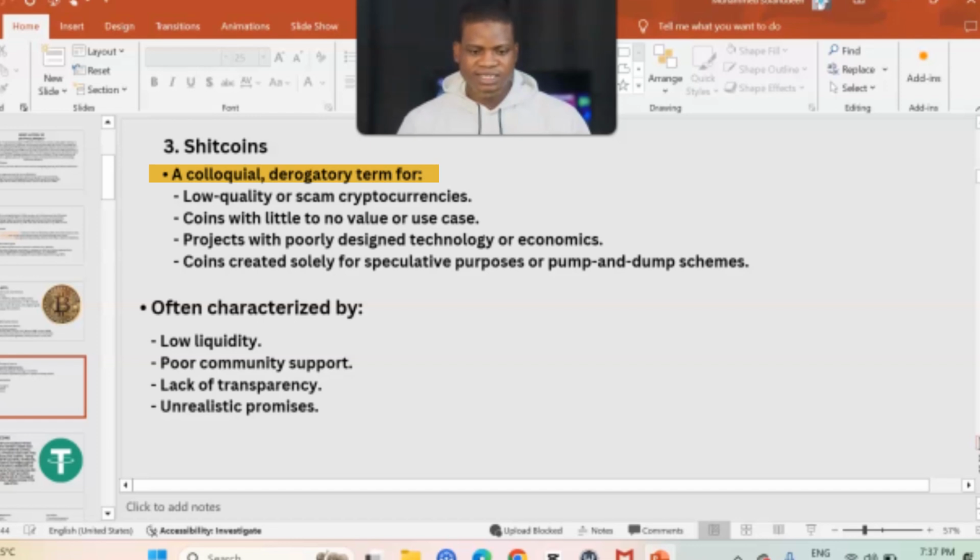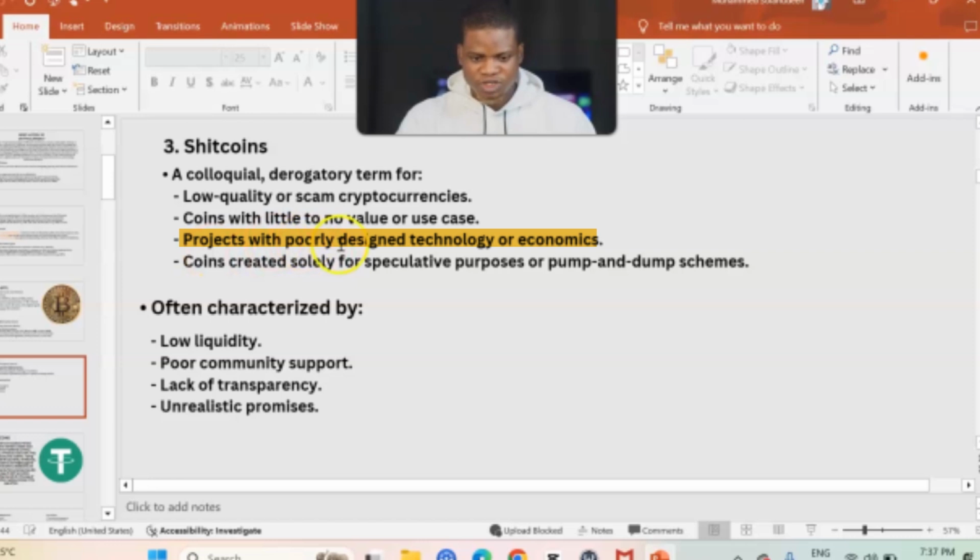Also, we have something we call shitcoins. As the name implies, it is a colloquial, derogatory term for low quality or scam cryptocurrency. So when you hear shitcoin in the cryptocurrency market, it means a coin that is usually created for scam. And you will not know except you understand the concept of fundamental analysis, which we will talk about later in this video. They are also coins with little or no value or no use case.